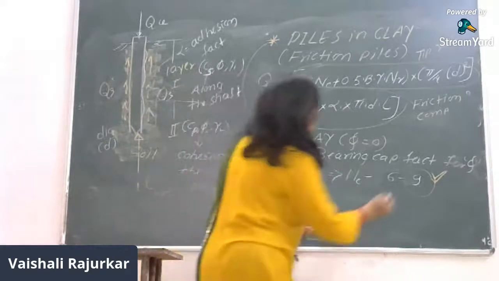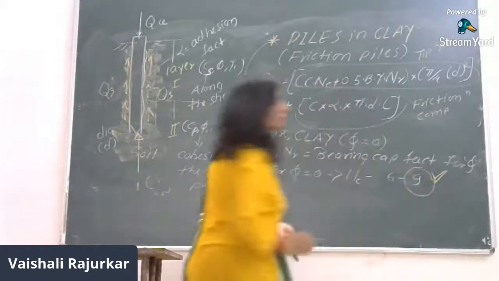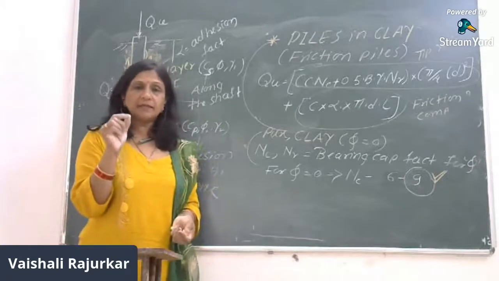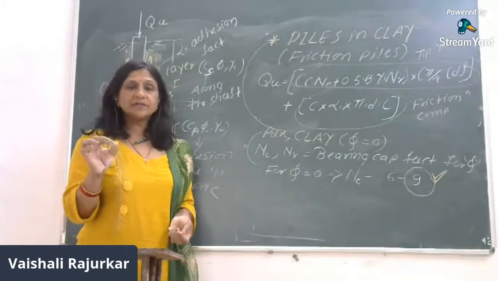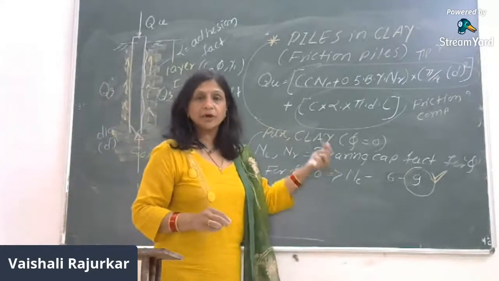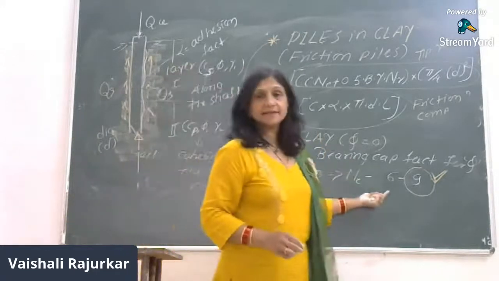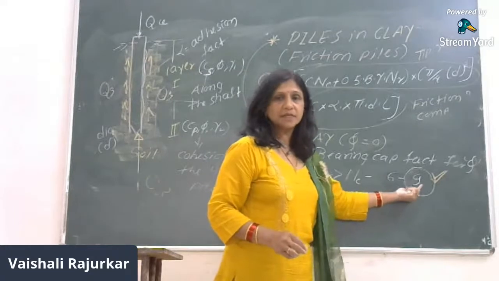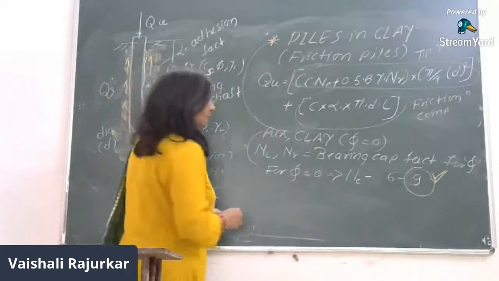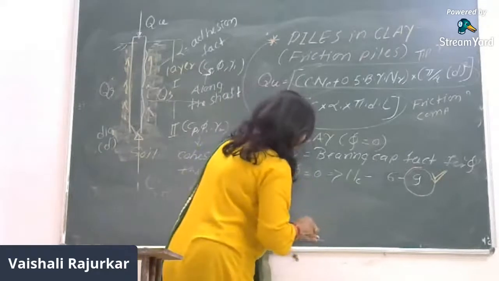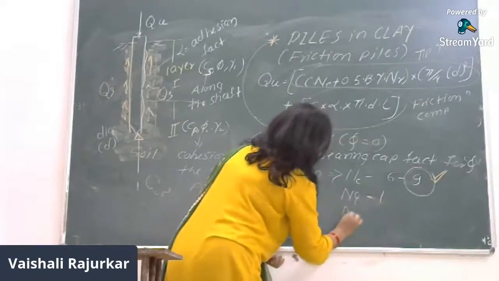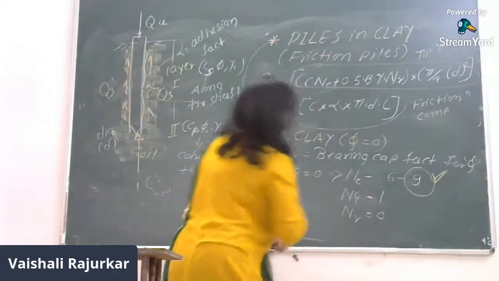Here we can assume it from 6 to 9. When we consider a shallow foundation with pure clay, the NC value is taken as 5.7. But here, for a pile foundation in pure clay, NC is taken as 6 to 9. But in general, for deep foundations, we consider NC equal to 9. And what is the value of N gamma? NQ in this case is 1, and N gamma is taken as 0.